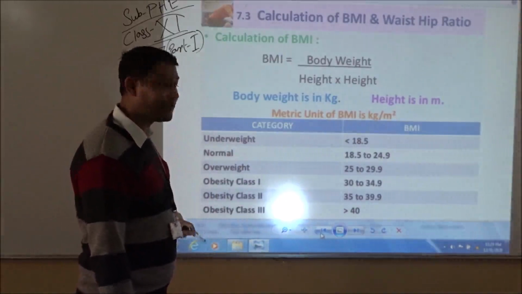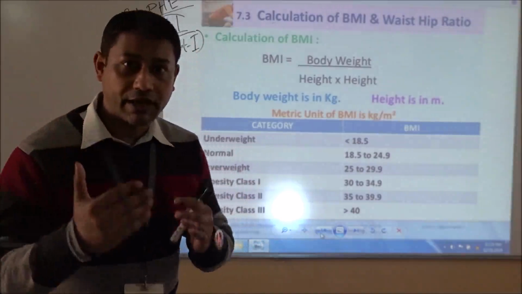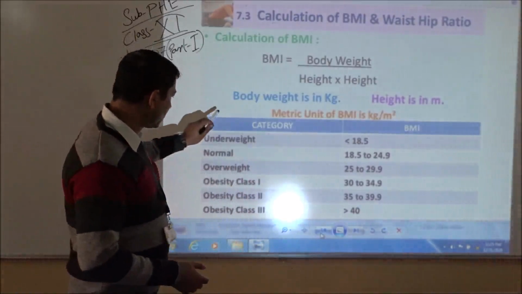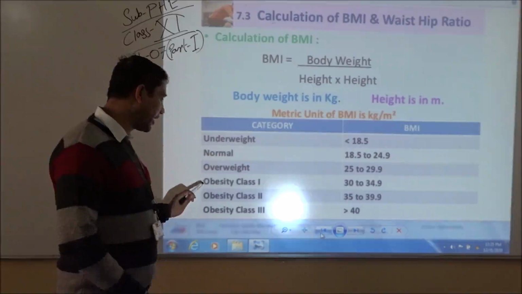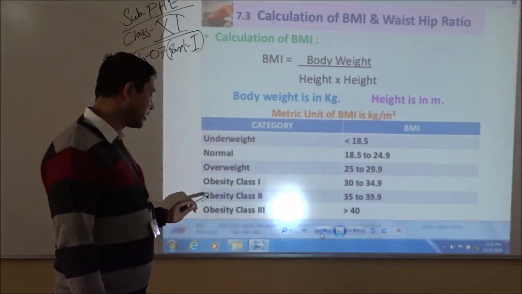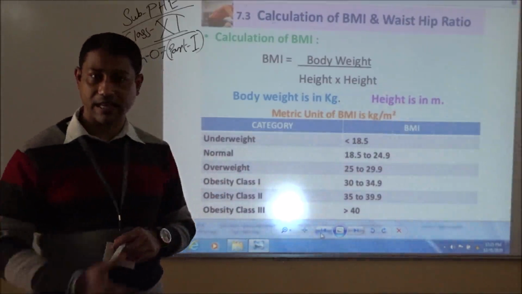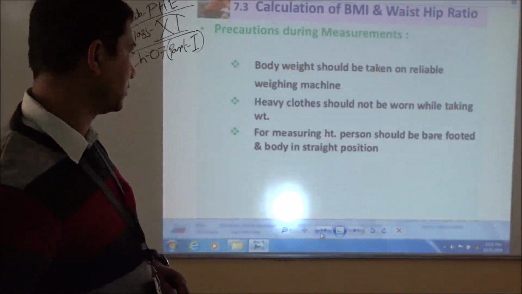This is the table that is being given by the World Health Organization. There are several categories like underweight, normal, overweight, obesity class 1, class 2 and class 3. These are the several classifications. These are being specifically given by the World Health Organization.